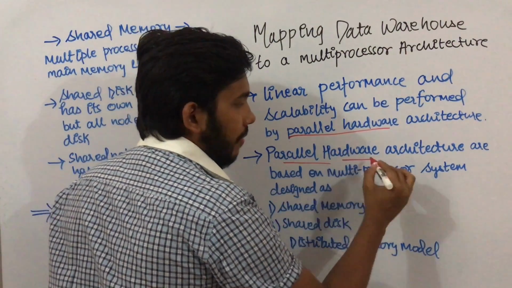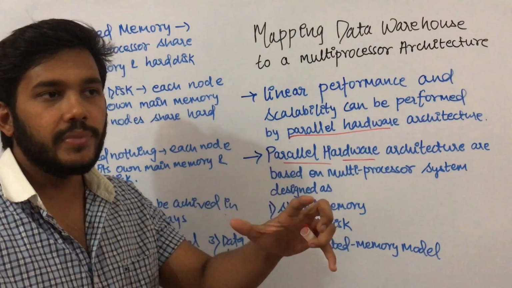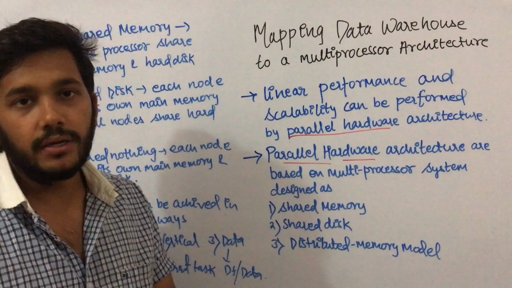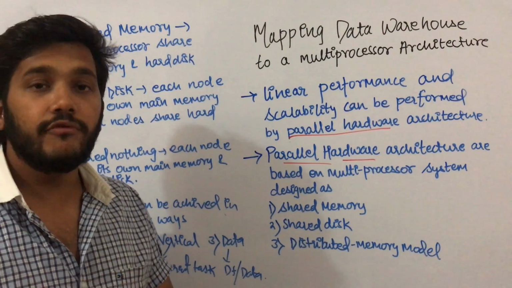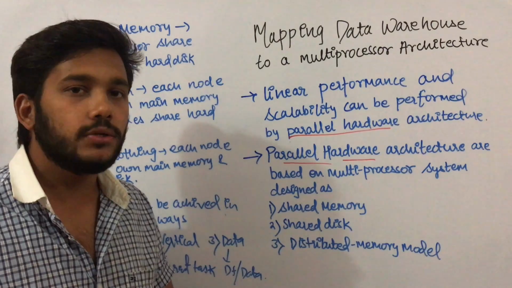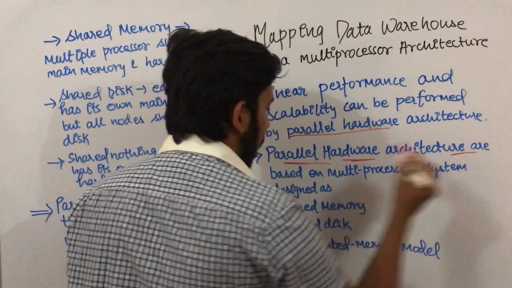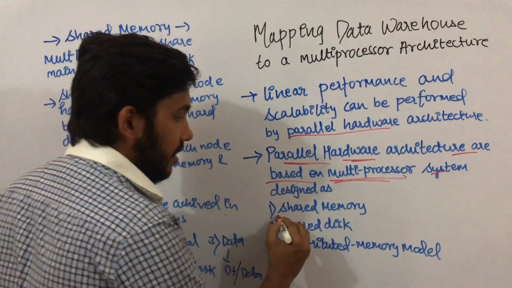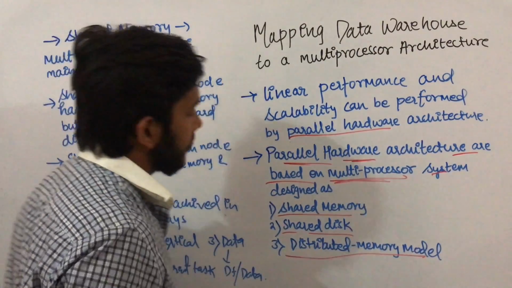These parallel hardware means you are having your database. Now this database requires main memory and physical memory. Now how you are going to share this main memory and physical memory with different processors? So parallel hardware architectures are based on multiprocessor systems designed as shared memory, shared disk and distributed memory models.